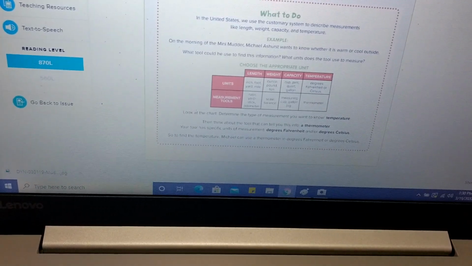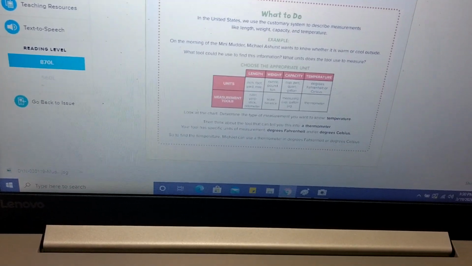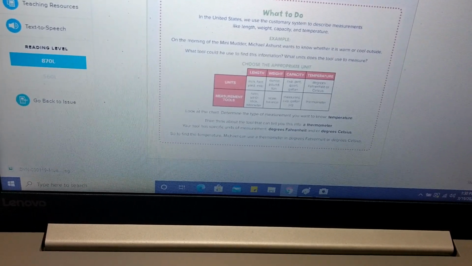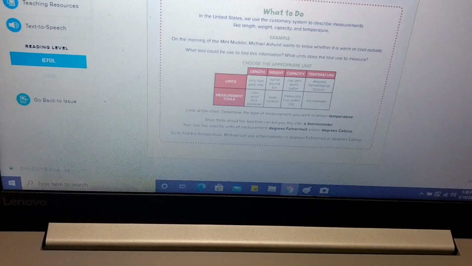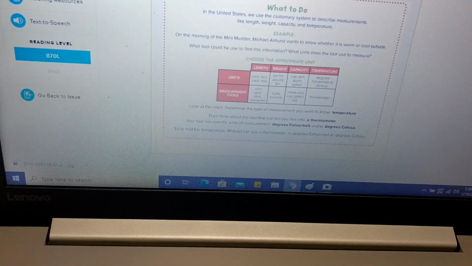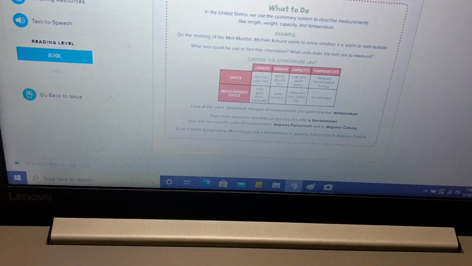So we've already talked about length in our geometry lessons. So length, you know, we use inches, foot, yards, miles, and measuring tools would be ruler, yardstick, odometer. For weight, we use ounce, pounds, and tons. You can measure weight with a scale or balance.